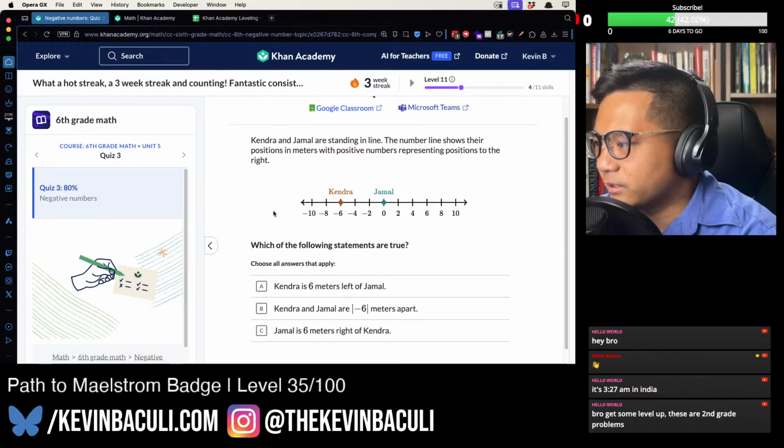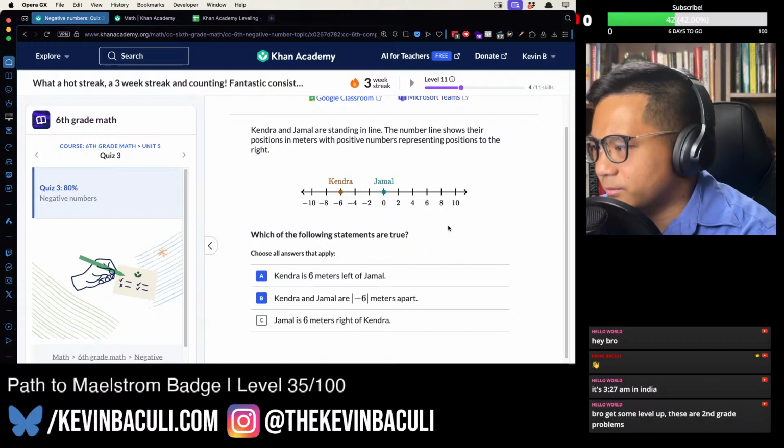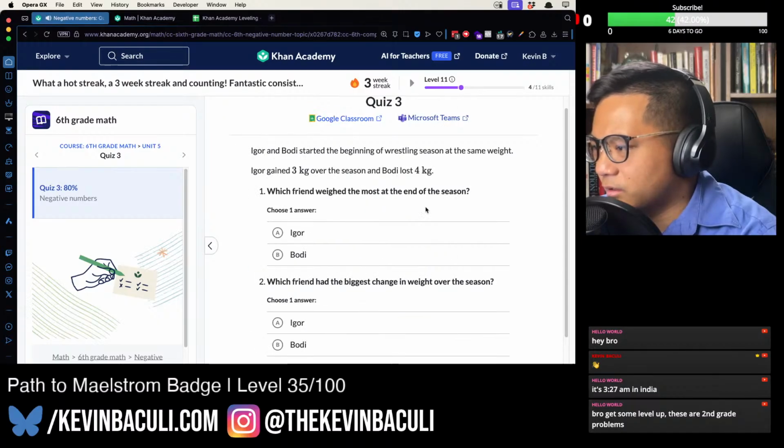Kendra and Jamal are standing in line. The number line shows their positions in meters with positive numbers representing positions to the right. Which of the following statements are true? Kendra is 6 meters left. Oh, Jamal, yes. 6 meters apart. Yeah, all of them are correct.